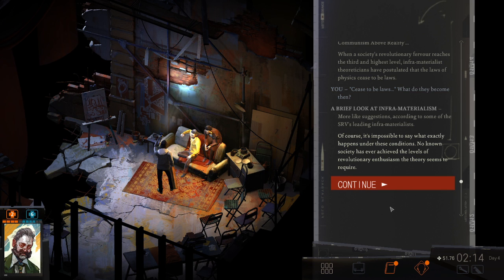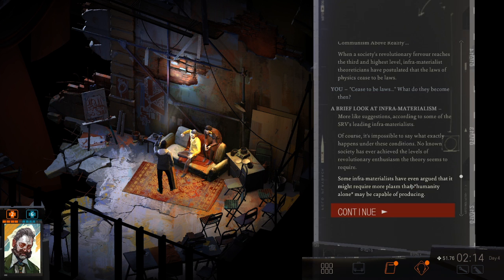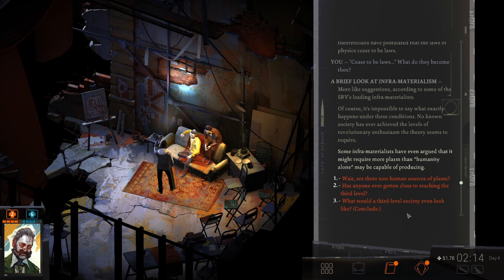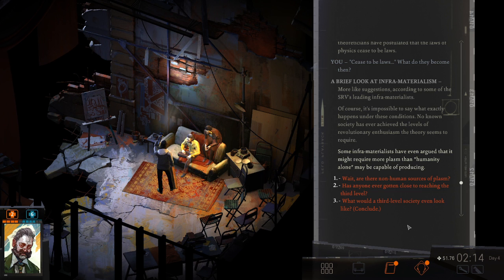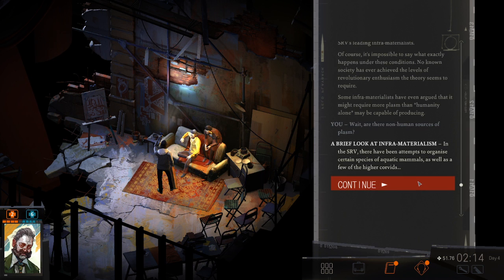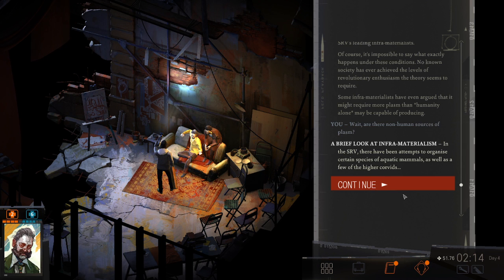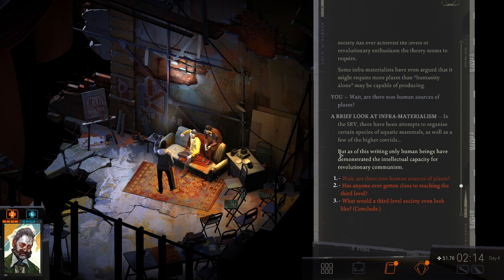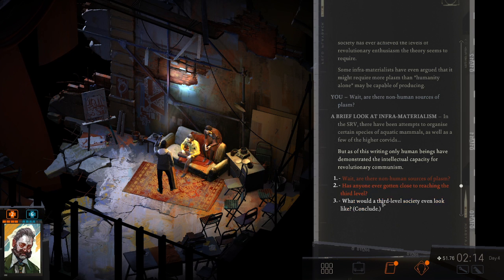No known society has ever achieved the levels of revolutionary enthusiasm the theory seems to require. Some infra-materialists have even argued that it might require more plasm than humanity alone may be capable of producing. Wait, there are non-human forms of plasm? In the SRV, there have been attempts to organize certain species of aquatic mammals as well as a few of the higher corvids. But as of this writing, only human beings have demonstrated the intellectual capacity for revolutionary communism.